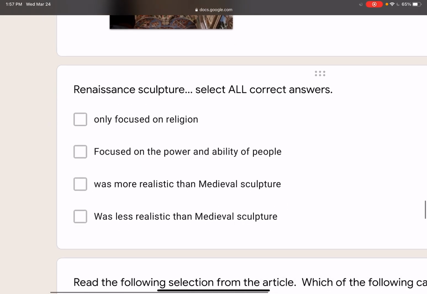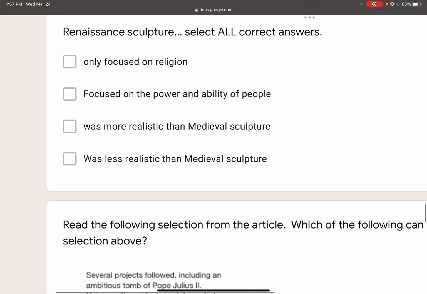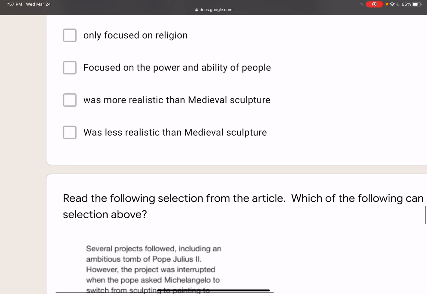Renaissance sculpture. So which of these is true about Renaissance sculpture? Only focus on religion? No. It focused on secular things as well. It did focus on the power of people and the ability of people. They were more realistic than medieval sculpture.